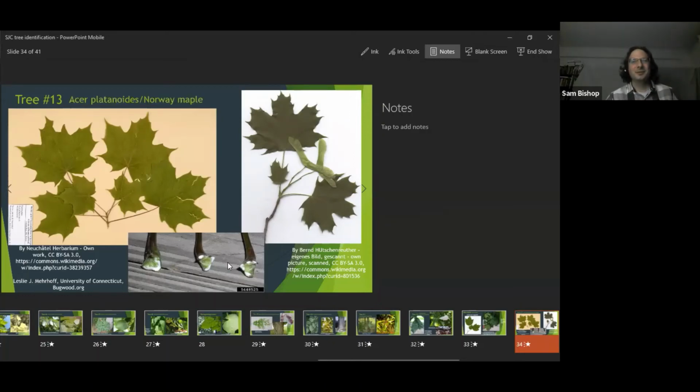So, yep, Norway maple. There is also a very common purple leaf version of this tree, so don't be surprised if you see these with purple leaves.